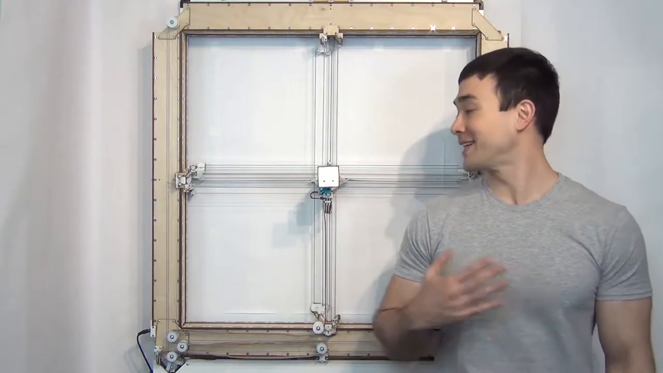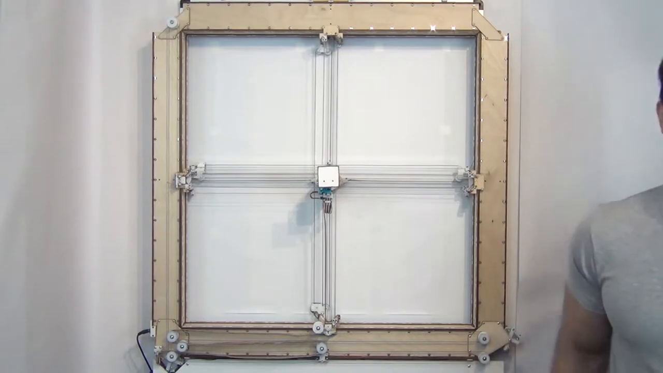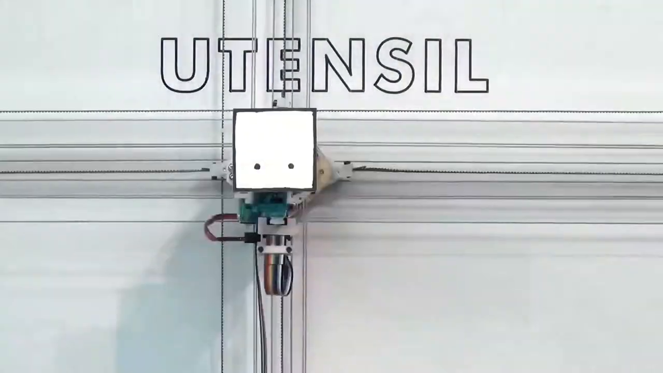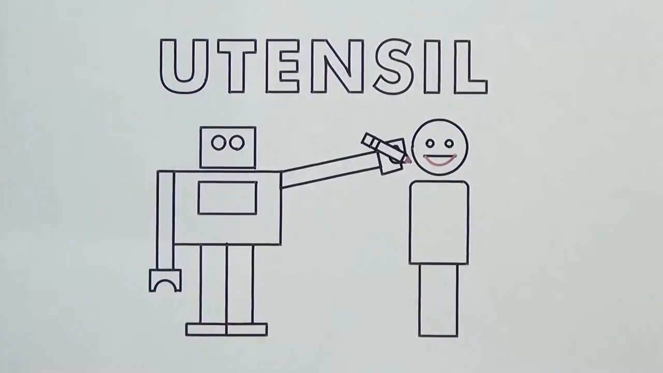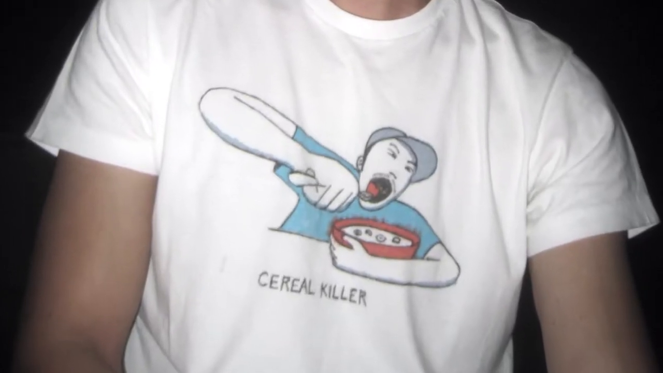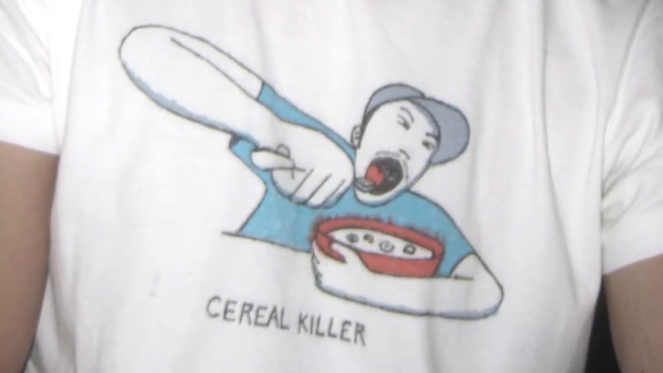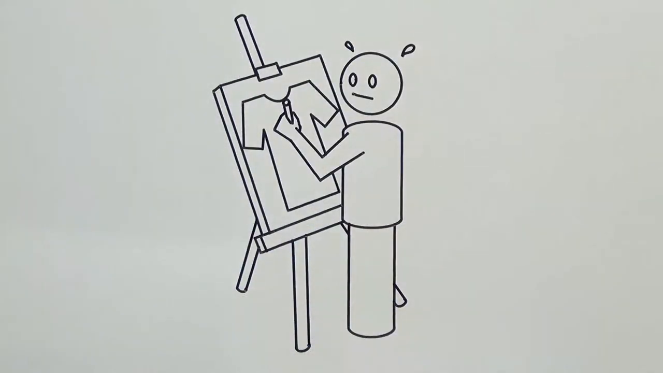I'm James, this is Ute, and this is Utensil. Utensil is a multifunctional robot that can use a variety of tools to make your life a little happier, like by making t-shirts. During college, I started making t-shirts for my friends and family. They were all custom designs that I drew directly onto the shirt with a fabric marker. It was a painstaking process that could take hours.